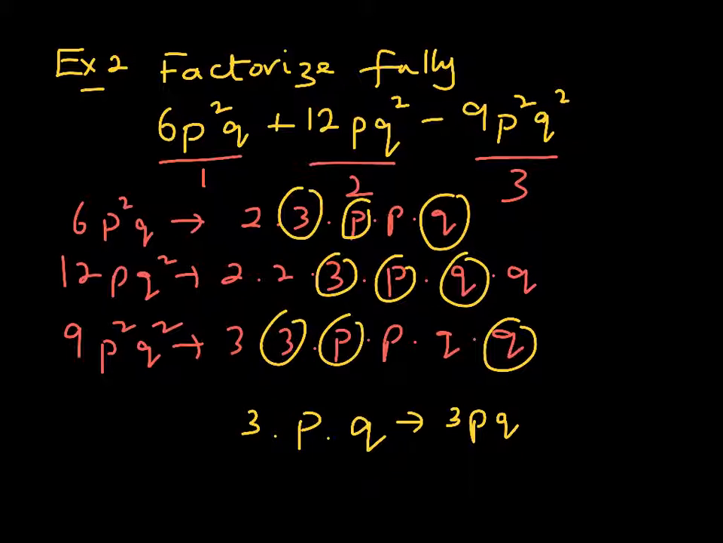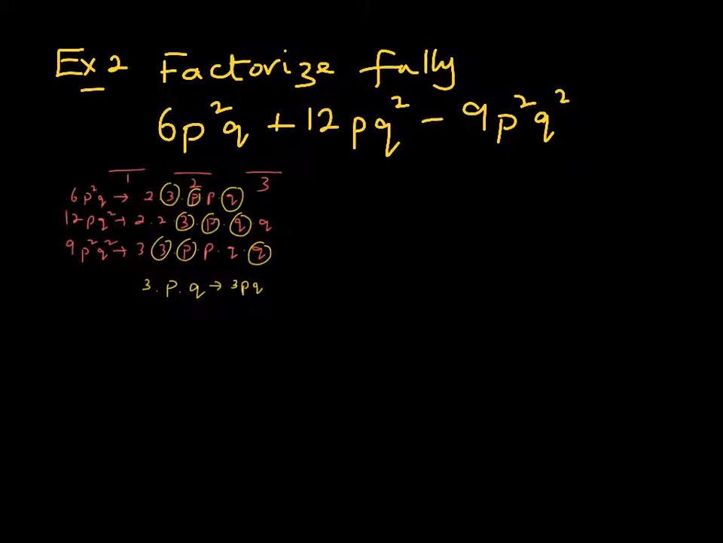3pq. Now that we know the common factor, we can go ahead and try to factor these out. So remember, we want to write the new factor outside of a bracket. So what do we write?